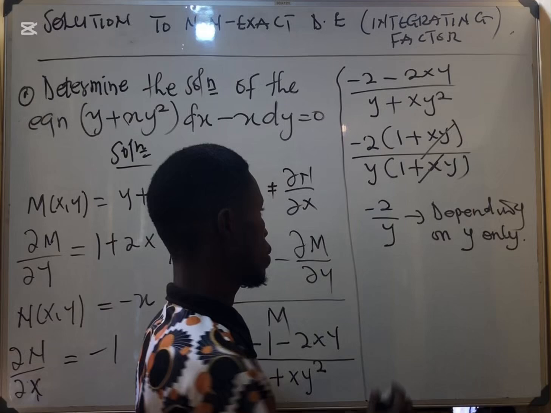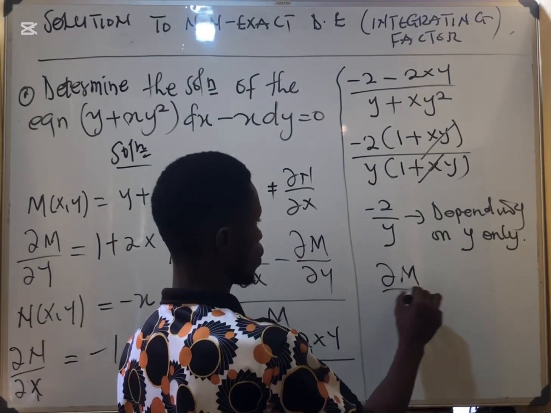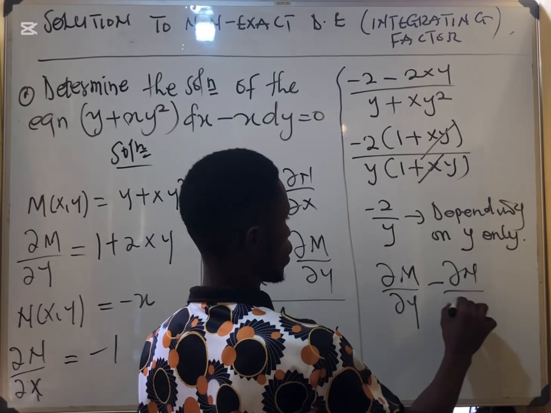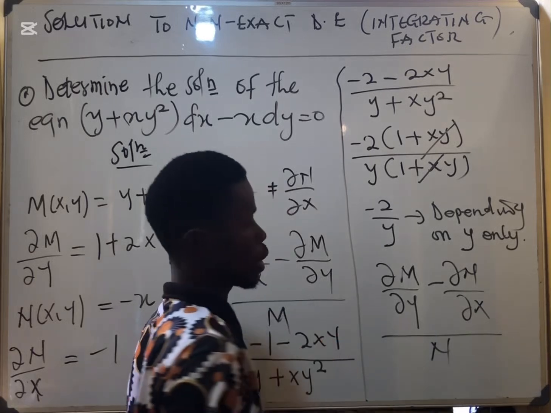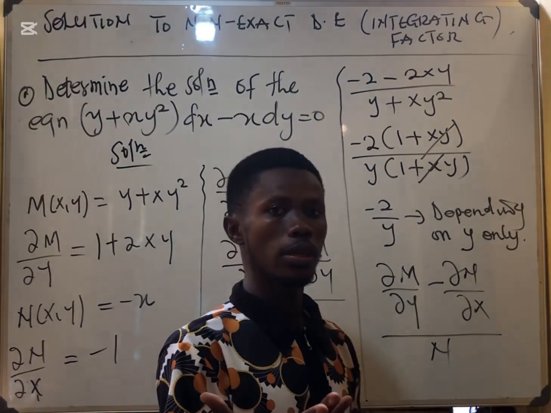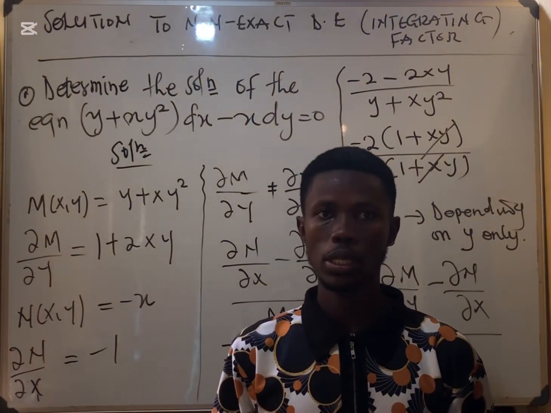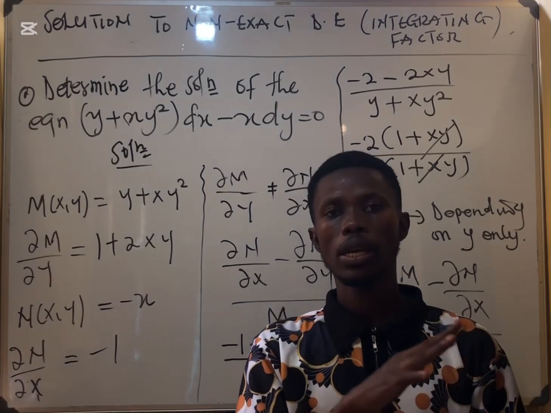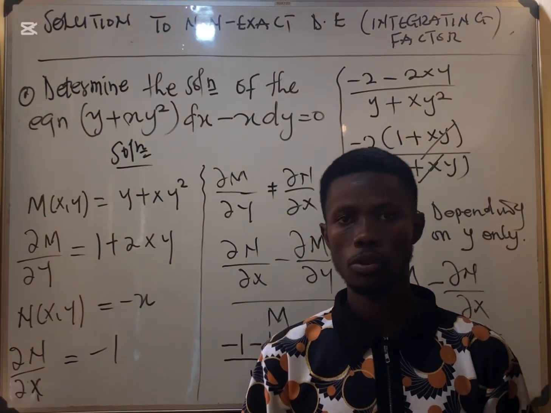If you want to test the other one, the formula is delta M delta y minus delta N delta x, all divided by N. You will see that you get both x and y, so that one you have to forget about. Always make sure that if you test one and you do not get y only or x only, then use the other way to also test. Very good.